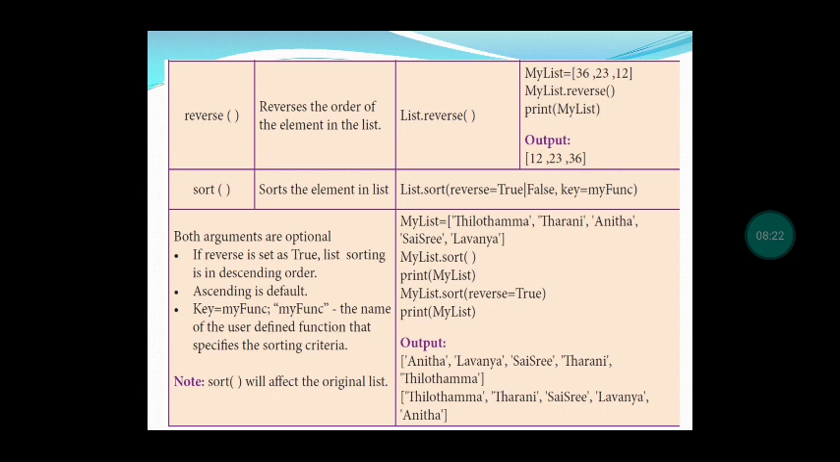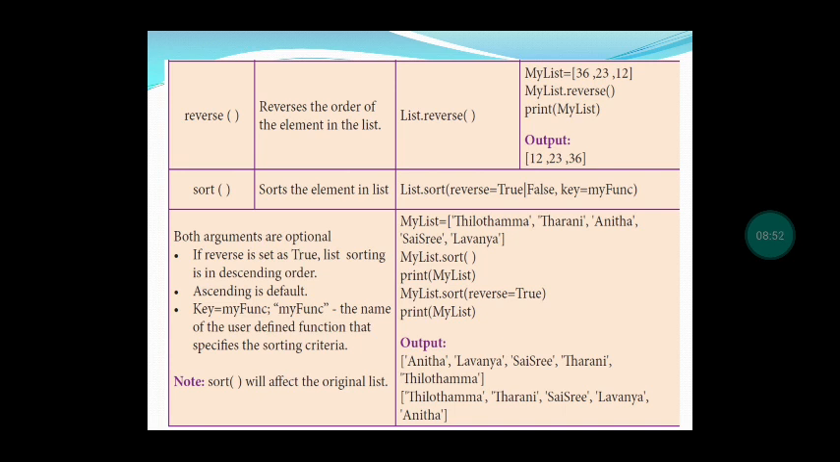See the example for the sorting. My list equals Tilotama, Dharani, Anita, Sai, Sri and Lavanya. Five names have been given. We are giving my_list.sort. So sort means by default it will arrange the names in ascending order. So what will be the output? Anita, Lavanya, Sai, Sri, Dharani, Tilotama. So it is arranged in alphabetical order, A, B like that.